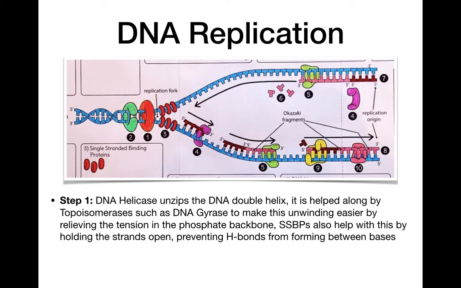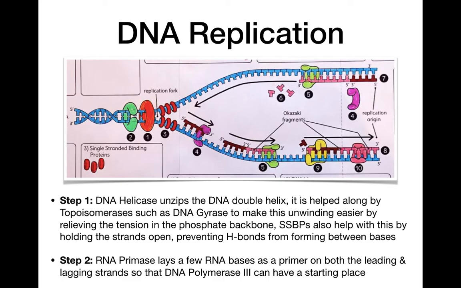Okay, so step one, DNA helicase is going to unzip the DNA double helix. And to help it do that, we have topoisomerases. An example of topoisomerase is DNA gyrase, and it helps unwind it easier by relieving tension in the sugar-phosphate backbone. We also have our single-stranded binding proteins that help by holding the strands open, which keeps the hydrogen bonds from reforming between the bases.